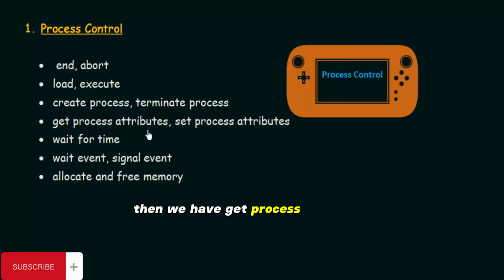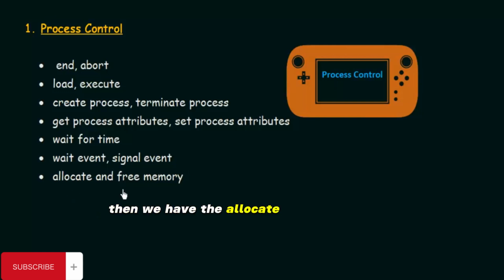Then we have get process attributes and set process attributes, for getting and setting the attributes of our processes. Then we have wait for time. This means that some processes need to wait for their time to come so that they can begin their execution. This will be clear when we study scheduling algorithms, which we will be discussing later on. So a process may need to wait for its time of execution, and for that also we need a system call. Then we have wait event or signal event. A process may need to wait for an event or need to signal an event.